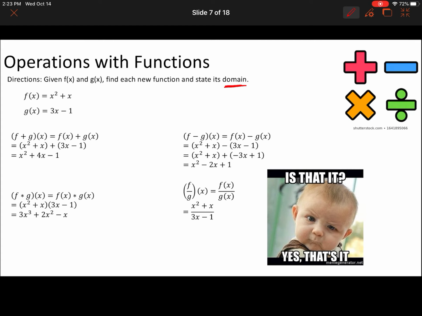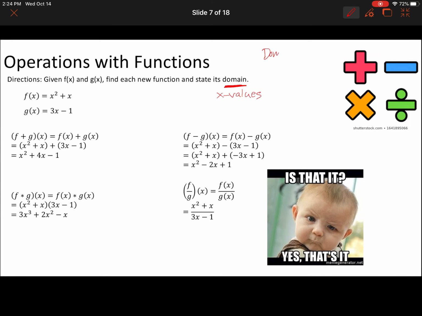Yes, that is it. Okay, now going back to domain, domain refers to x values. You should have talked about domain so many times throughout secondary 1, 2, and 3. Domain always refers to our x values. So when it's asking for domain, it's asking what x values am I allowed to plug into these functions.